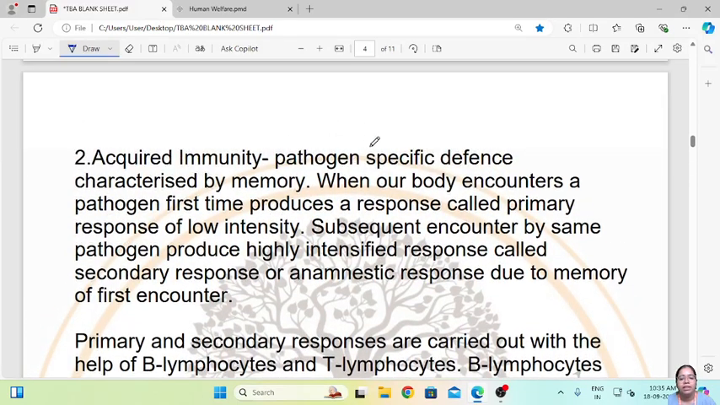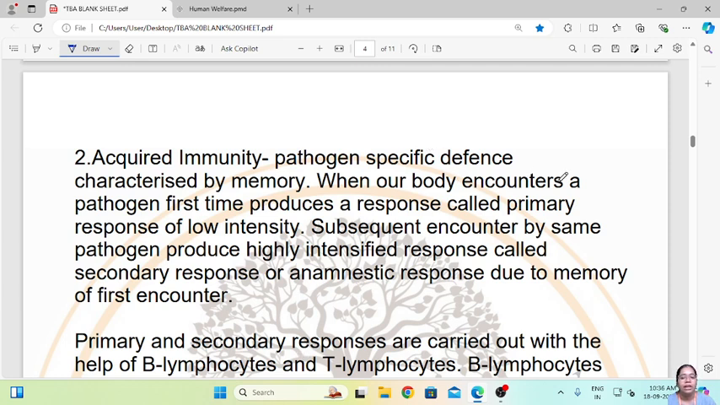Now what we are going to study is what is acquired immunity. Acquired immunity is a pathogen specific defense characterized by memory, that is once your body gets some disease, it stores the memory of that disease, so that again when you get that disease, your body will recognize that these are the pathogens which have infected earlier also. So this is how the immunity keeps the memory of the pathogen, so that it knows what to be done. This is called acquired immunity, acquired through the diseases, whenever the disease was caused.